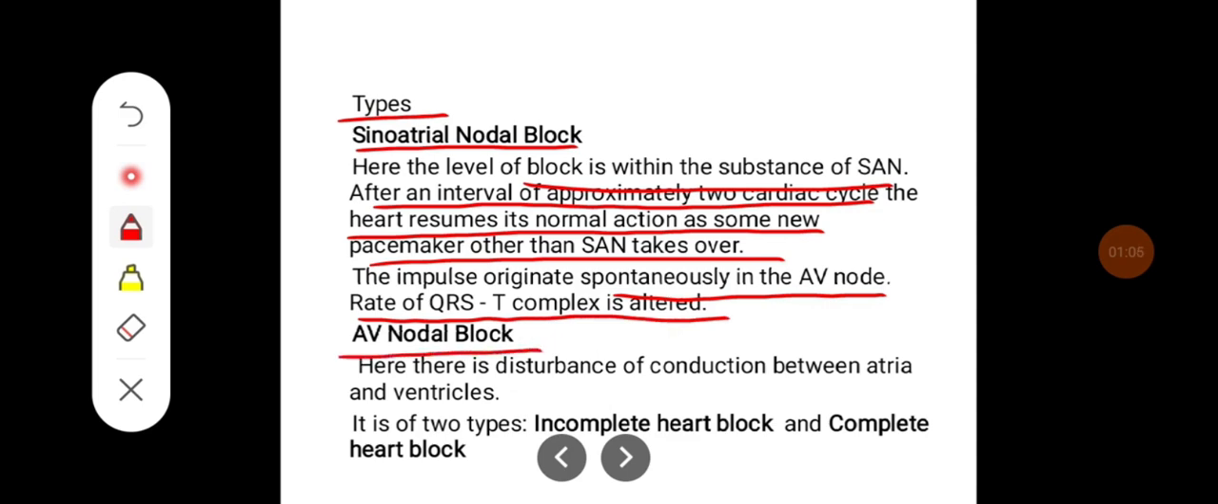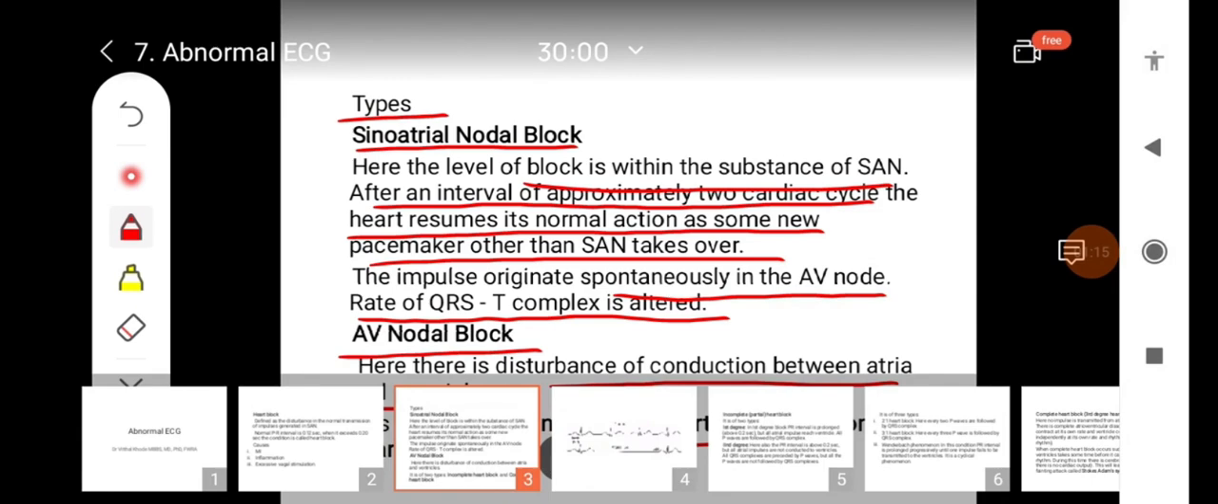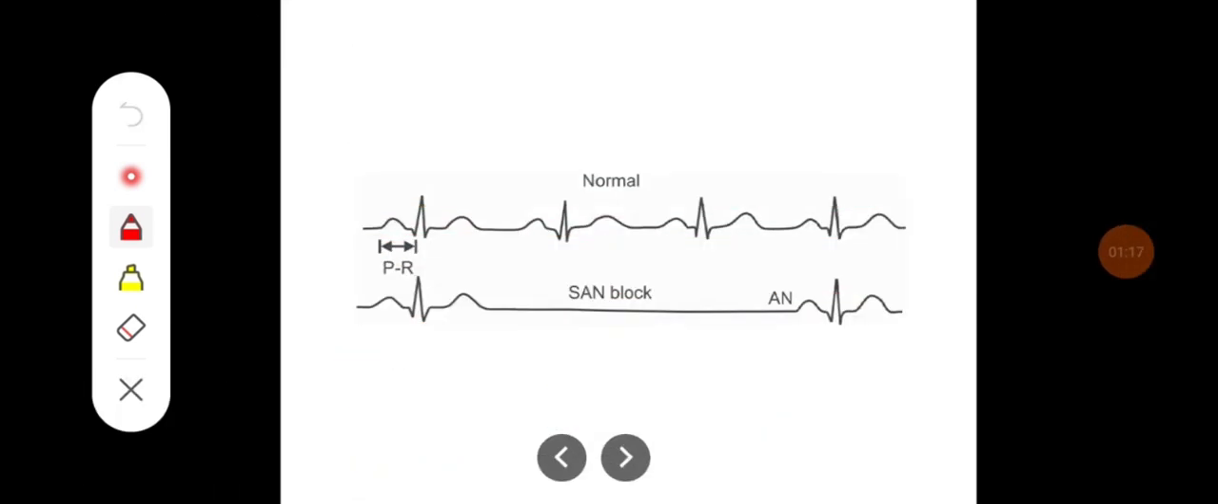AV nodal block. Here there is a disturbance of conduction between atria and ventricles. There are two types of AV nodal block: incomplete heart block and complete heart block. This diagram shows a normal cardiogram, and this is showing an SA node block. When SA node block is there, the autorhythmic activity is taken by the AV node, and this is the complex which is produced by the AV node.